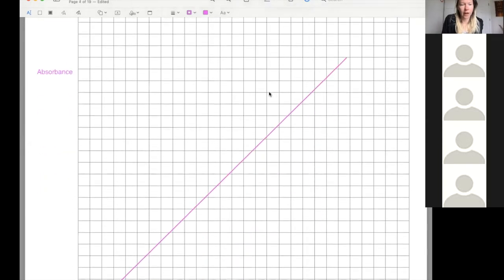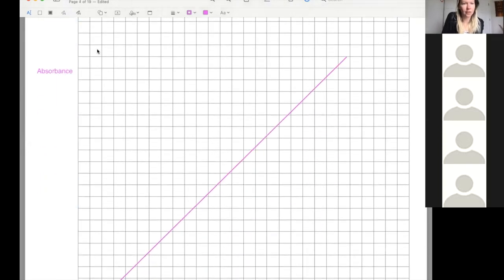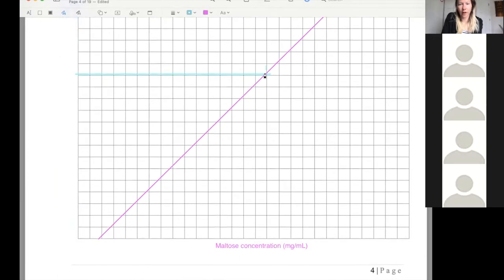So we would find that absorbance value on our y-axis. Here, let's do this in a different color. So we would find wherever that 0.7 absorbance is on our y-axis, follow it across to where it intersects our standard curve line. And then we would follow that down to the corresponding maltose concentration. And that would be the value that we associate with that unknown sample's absorbance.